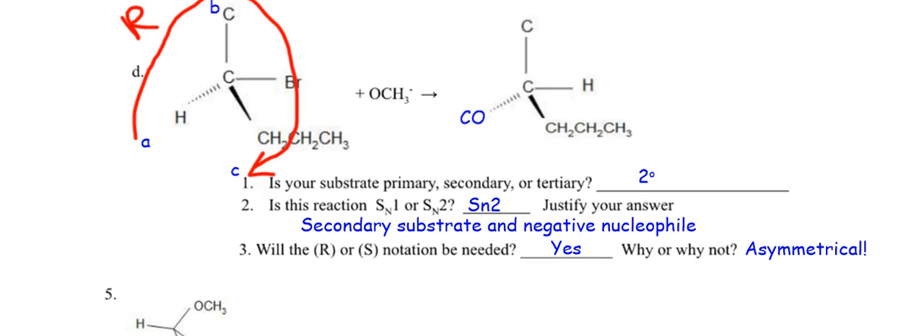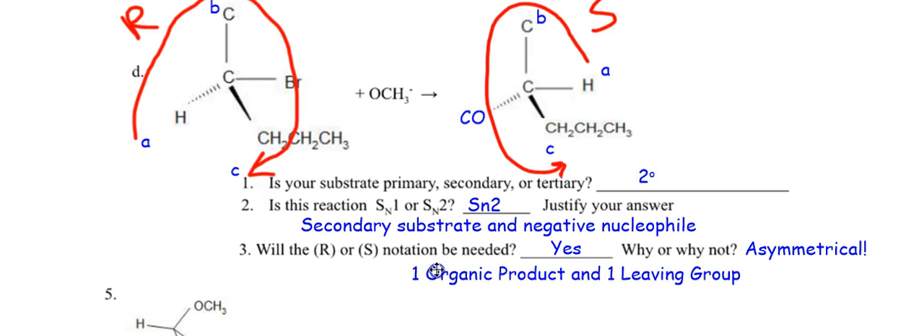Okay, so did I do that? Well, let's find out. Here's my A, B, C. Here's my OCH3. I left out my H's. So what is this going to be? I did make it the S. So I do have one organic product and one leaving group. Okay, phew. Let's look at number 5.